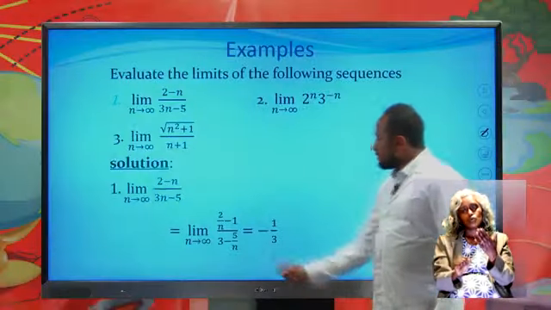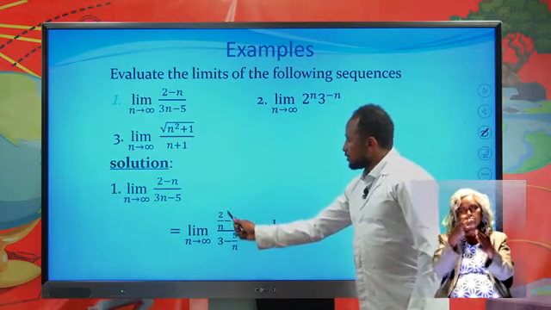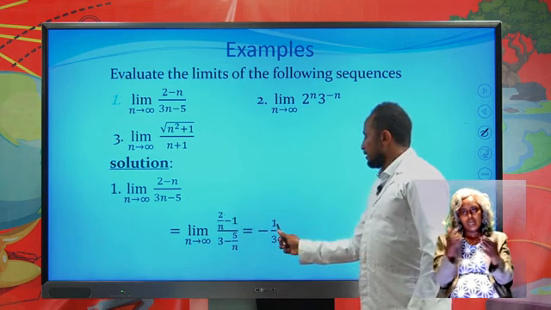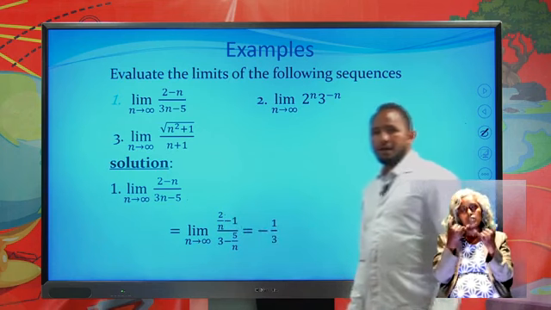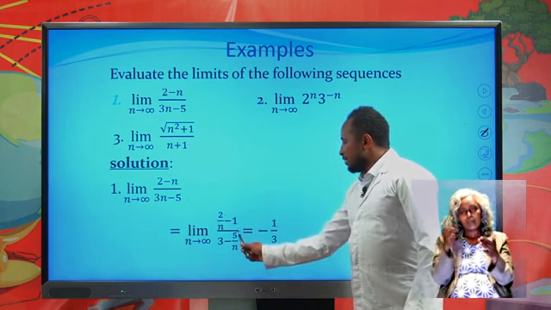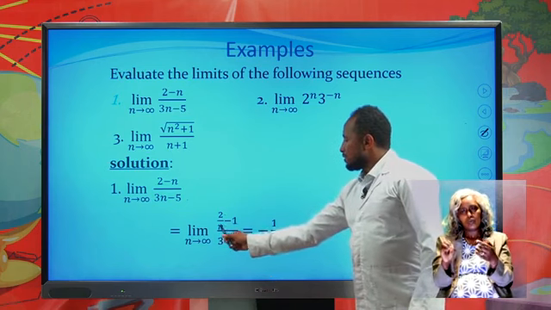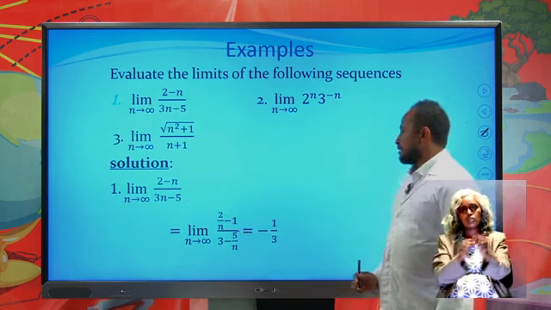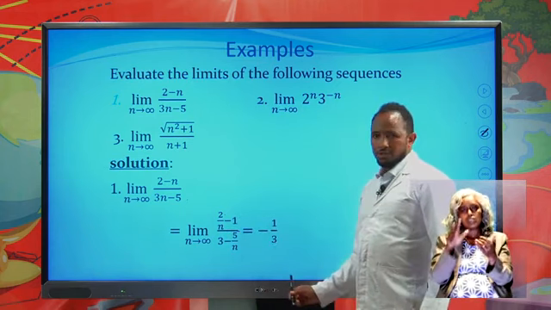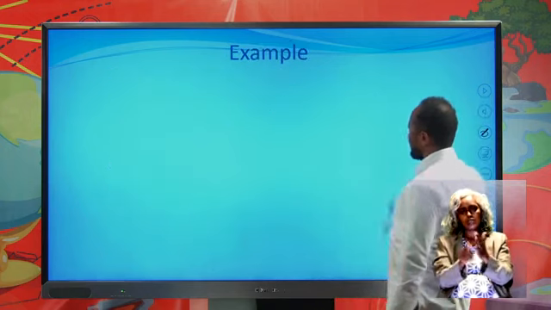So when n goes to infinity, this term goes to 0. 2 over infinity is 0. So 0 minus 1 is minus 1, divided by the denominator part, 3 minus 5 over n. When n goes to infinity, this number goes to 0. So the limit of this sequence as n goes to infinity will be negative 1 over 3. This is the answer. Now let's continue to the second example.